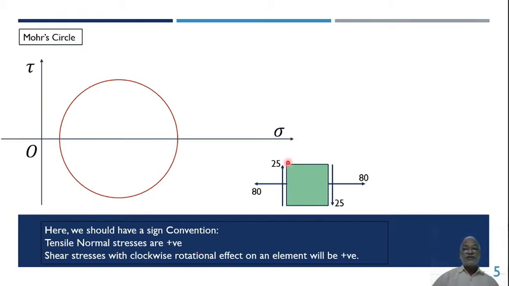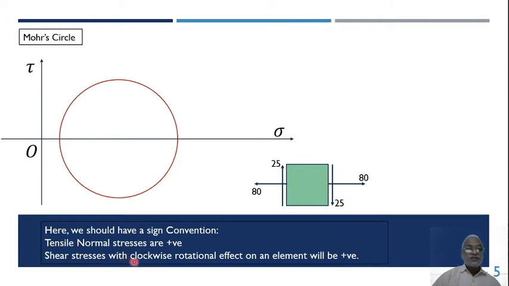In this case a face is there and it is pulling out. Because of that it is a tensile stress. So tensile stress is positive. Even in this case also it is pulling out with a magnitude of 80. So it is a tensile stress, a normal stress.